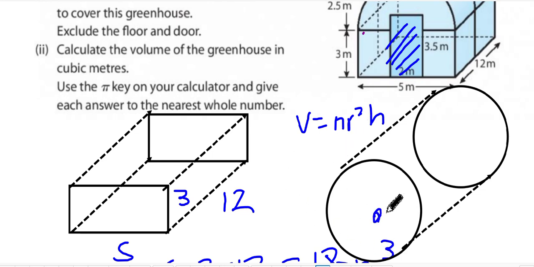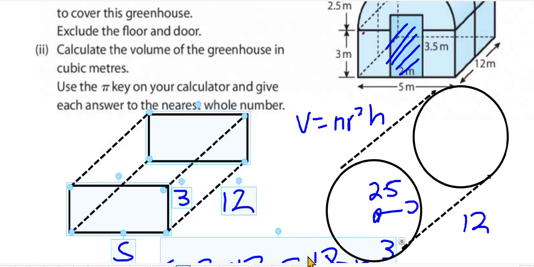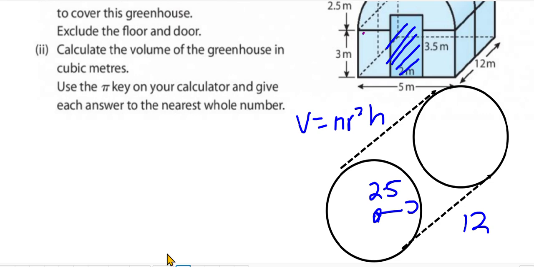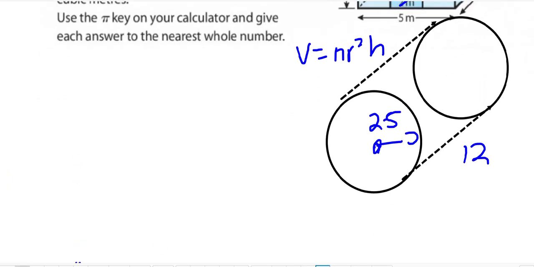So what's the radius? What's the length? 12. I don't have a full cylinder though. What do I need to do then with the answer? I have to divide the answer by 2. Oh, what was the other answer? I just got rid of it a second ago. 180, wasn't it?